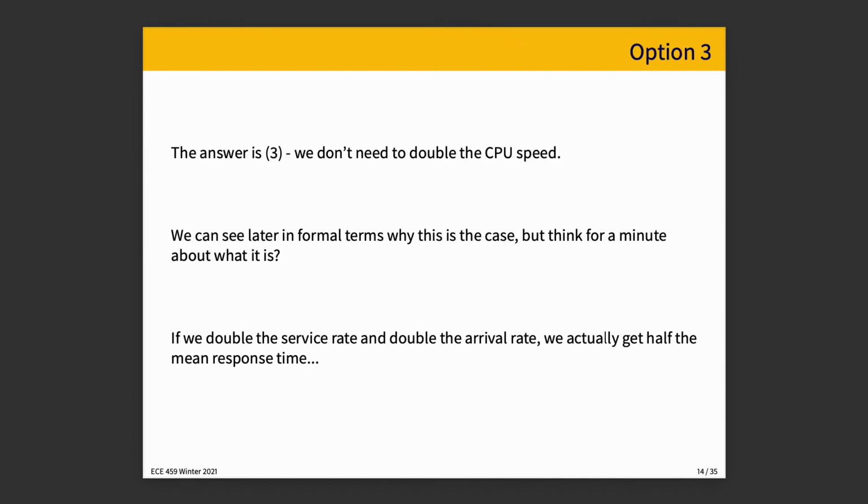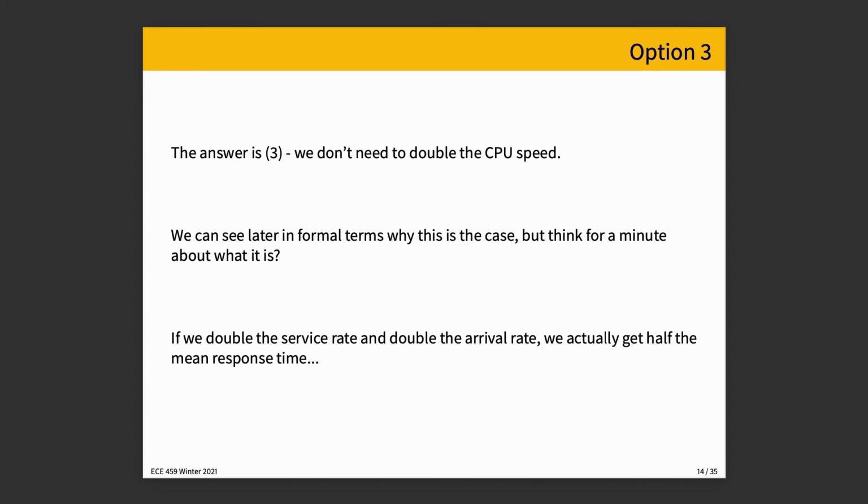All right, the answer to that is, well, we don't need to double the CPU speed. We can see later in formal terms why this is the case, but if we just think about it for a minute, if we double the service rate and double the arrival rate, we actually get half the mean response time. Mean response time is something that we've talked about, the expected value of T, so it's E, and then in square brackets the letter T.